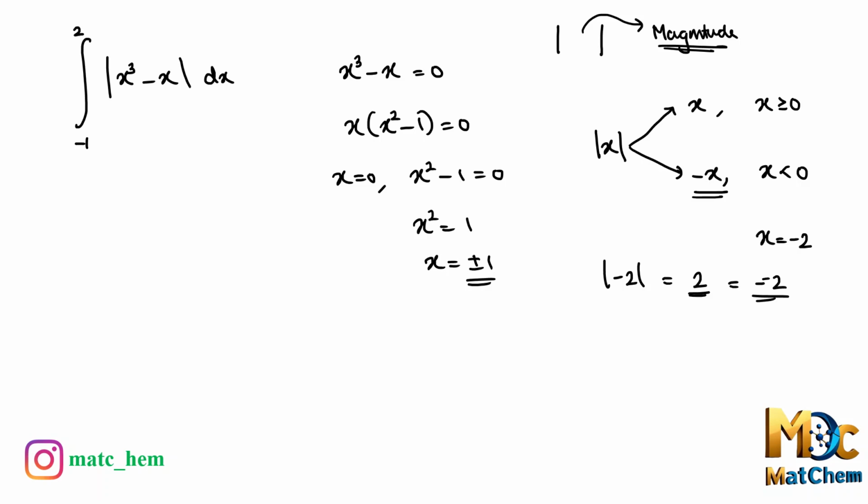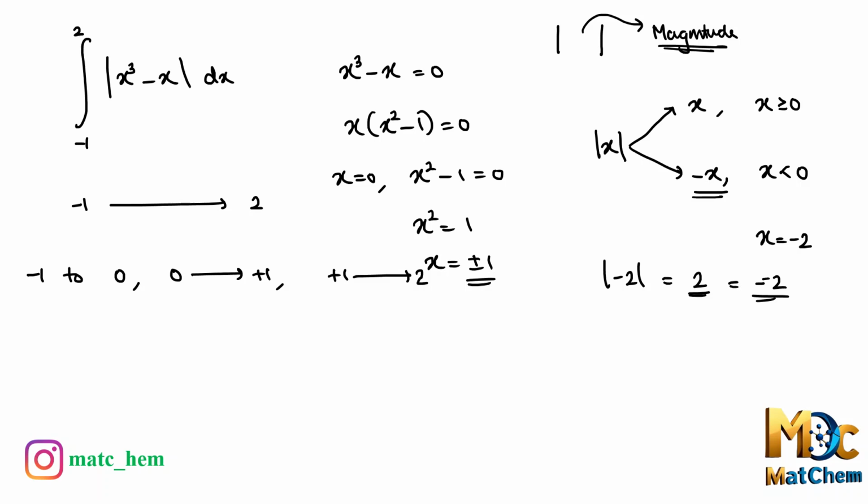Here the function is varying over the limits of -1 to 2. The function becomes 0 at x equal to 0, x equal to -1, and x equal to 1. So we can separate the integral into the intervals from -1 to 0, 0 to +1, then from +1 to +2. We need to check what would be the sign of this particular function in these three different intervals.